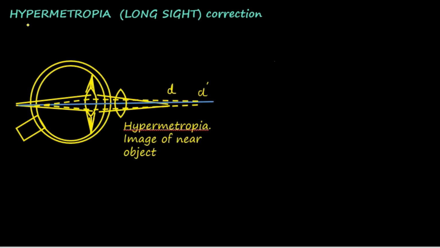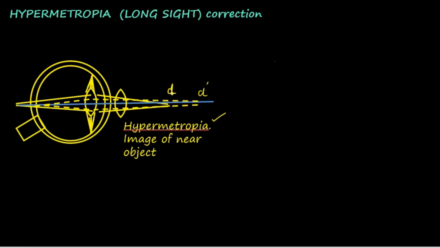Let us see how hypermetropia can be corrected. It is corrected by using a convex lens of suitable focal length. In this diagram, the solid lines show image formation when the correcting lens is not used in the case of hypermetropia patients. Persons suffering from hypermetropia can see distant objects clearly, but they cannot see near objects.